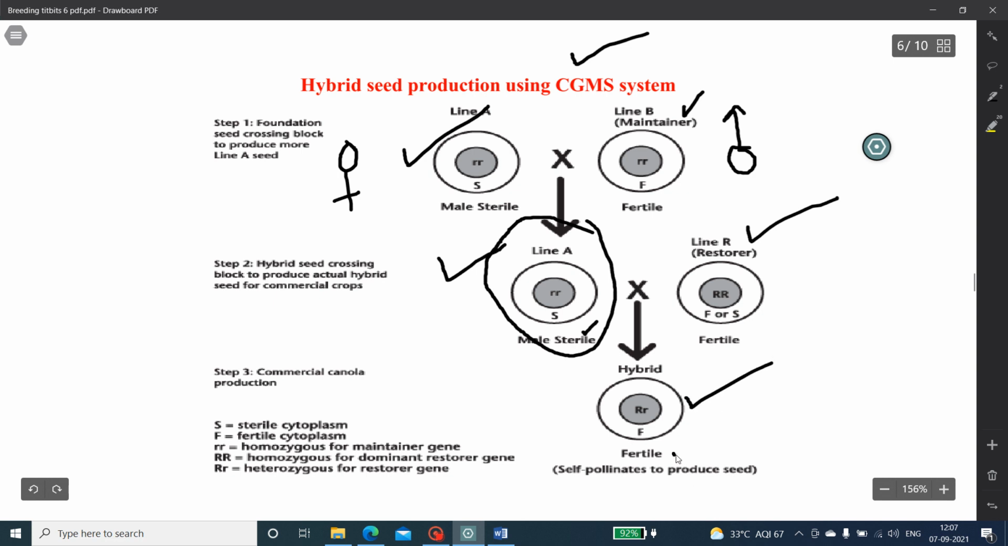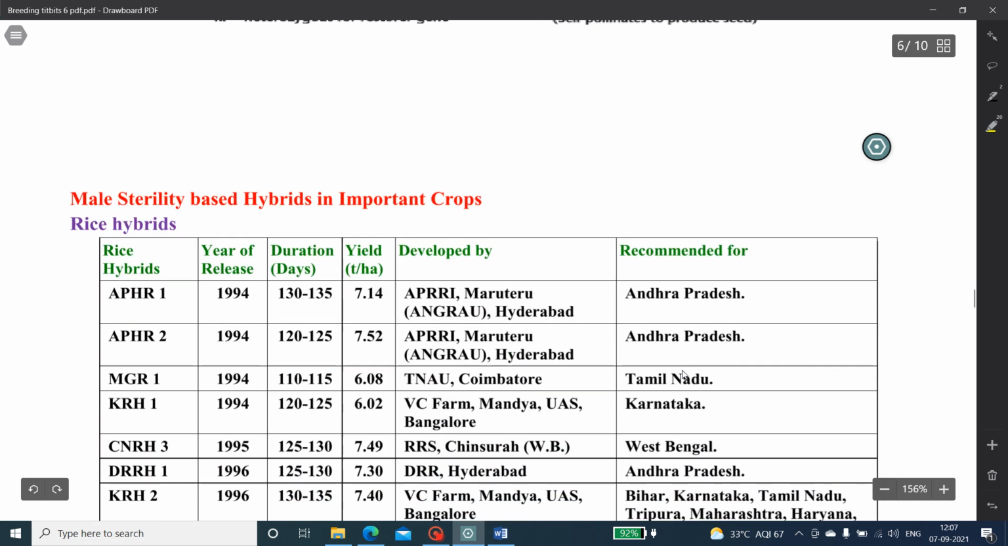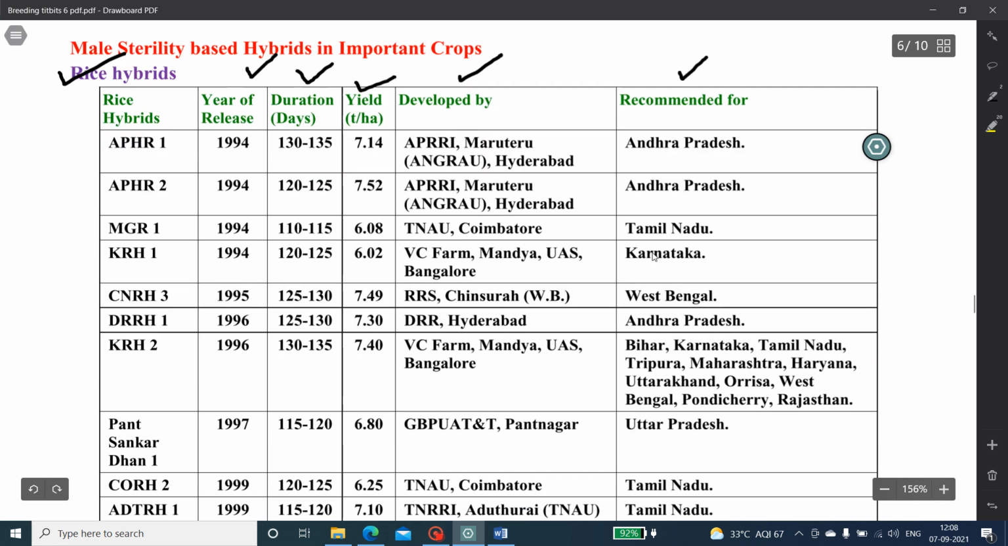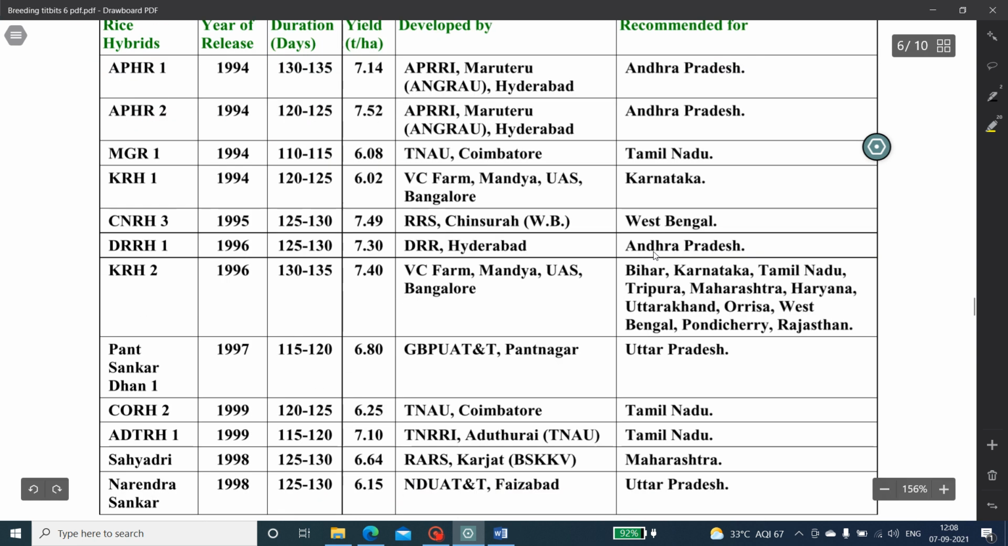This is always fertile. And the male sterility mechanism is being used for the production of hybrids in crops like rice. Here I have given the complete list of rice hybrids, year of release, duration, yield, developed by which institute or which university, and these hybrids are recommended for which state or different states. I have depicted this in this table. Please kindly go through this.